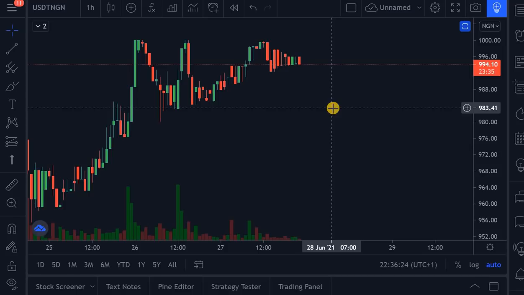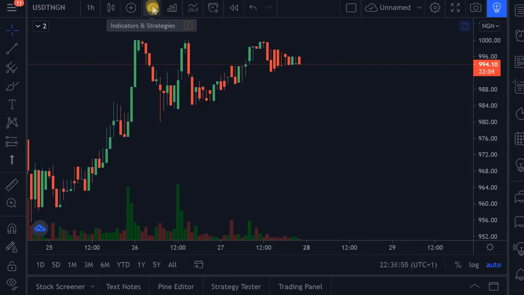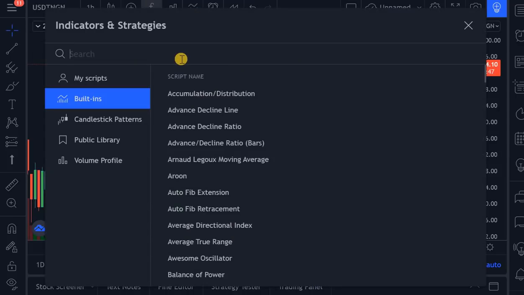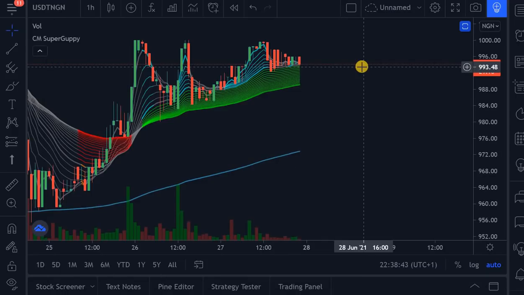For you to effectively trade this pair and make money over time, you would need an effective indicator. The indicator we are going to be using in this video is the CM Super Guppy indicator. Now let's go and bring out the indicator right here where it says indicators and strategies. Then click on this and search for CM Super Guppy. Now this is the spelling, and the first result is what you are going to click. This is how the indicator is going to look like. I am going to show you how you can use this indicator to effectively trade the USDT NGN pair.